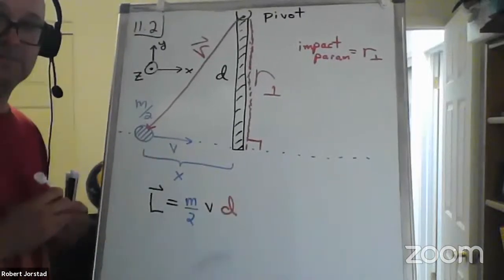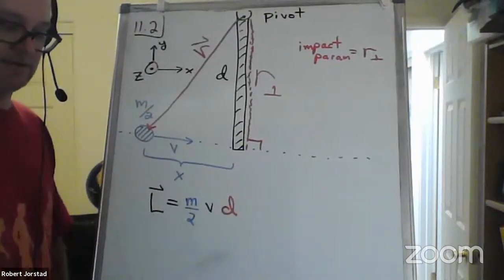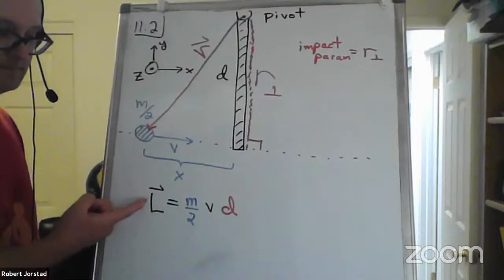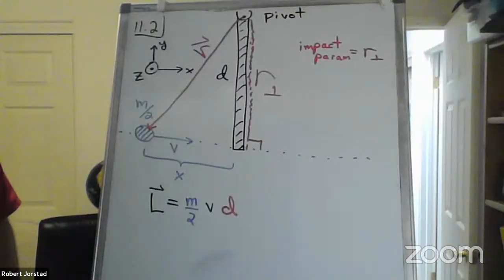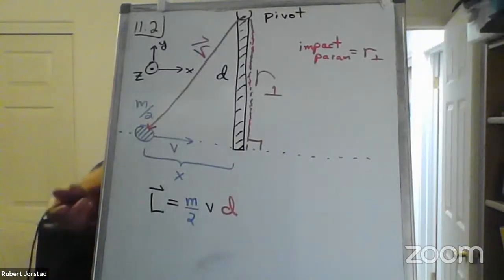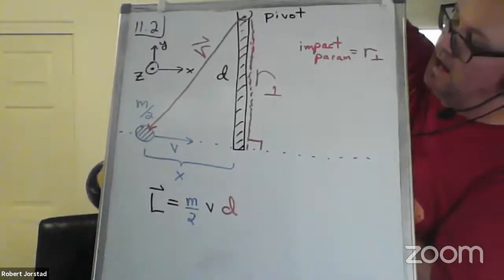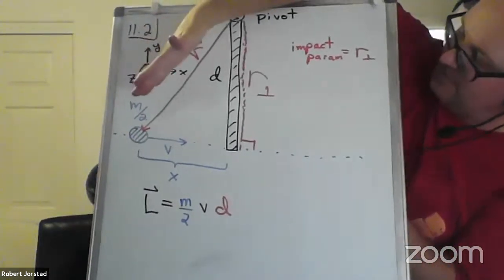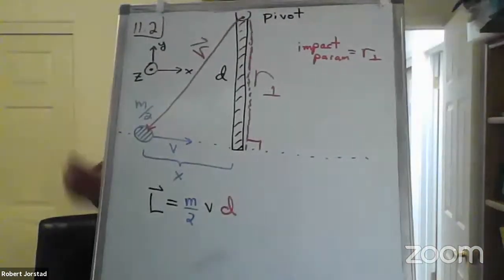D. What did I forget to write down? Unit vector. Which direction applies? Line up your fingers with the R vector. Curl them out of the page. Out of the page, which is what? Positive K. Yeah, positive K hat. So we get a positive K hat here.